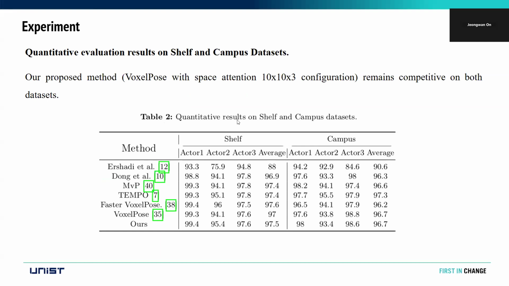And they also report the quantitative evaluation results on the Shelf and the Campus datasets. For these two datasets, they could not outperform the existing methods by much, but they still remain competitive on both datasets. As you can see here, they could not outperform the existing methods, but the results still remain competitive.